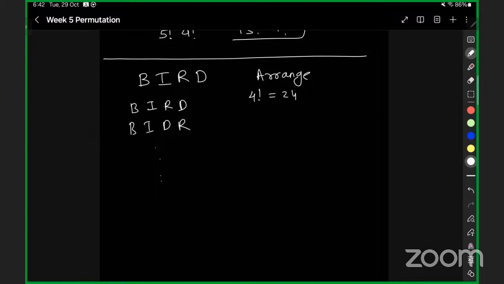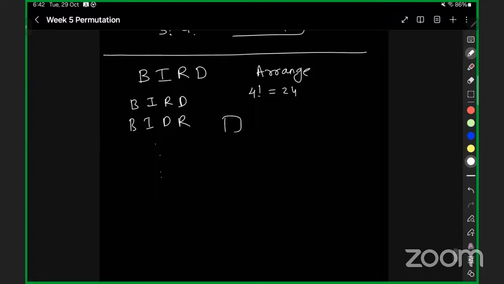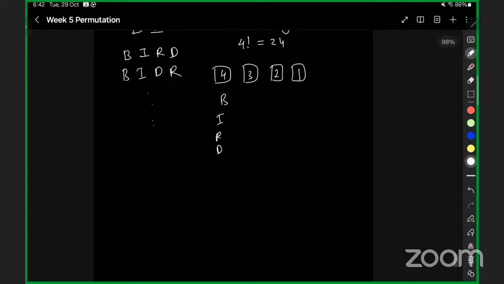And how do I know? See, I know because let's say first position anyone can come, right? Either B can come, I can come, R or D, right? Let's say I have 4 positions and anyone can come here, right? And whoever comes here, it can't be at the second position. So I can have 3 only, rest of the 3, right? Whoever got selected there will be rejected at the second position. Then third position, some 2 will be left and then 1, right? So that's how I know that it is going to be 4 factorial.